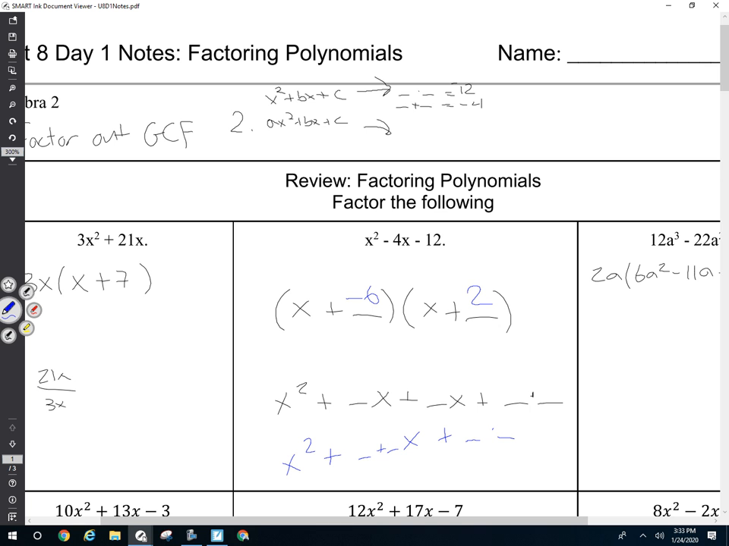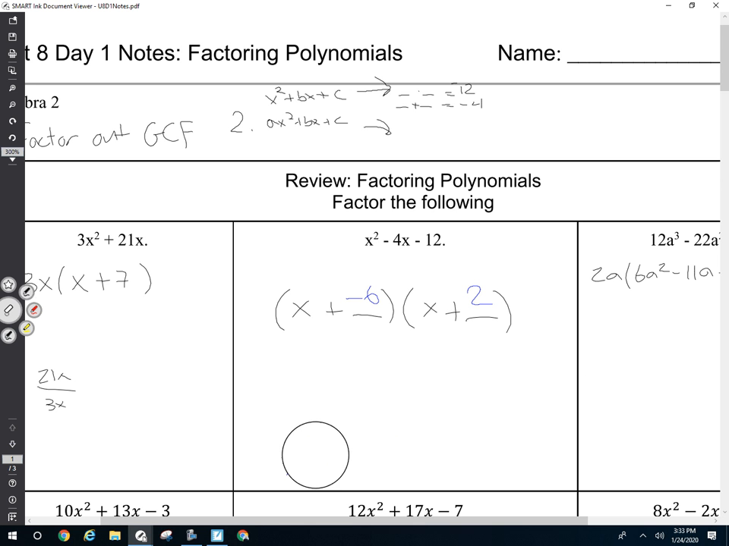Because watch, if I distributed, it'd be x squared, 2x, negative 6x, and then negative 6 times 2, which is negative 12. This becomes 2 plus negative 6. That becomes negative 4x. This becomes negative 12. This is why we factor.